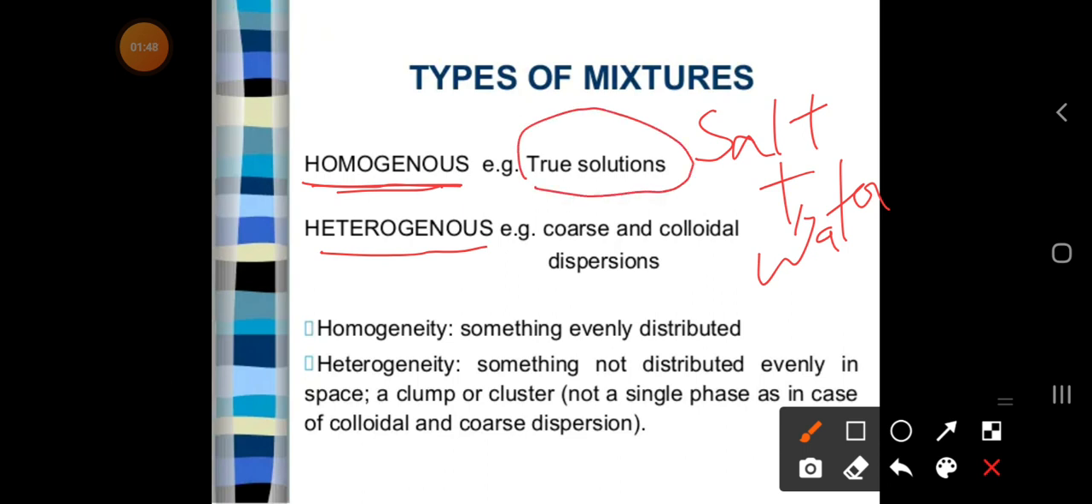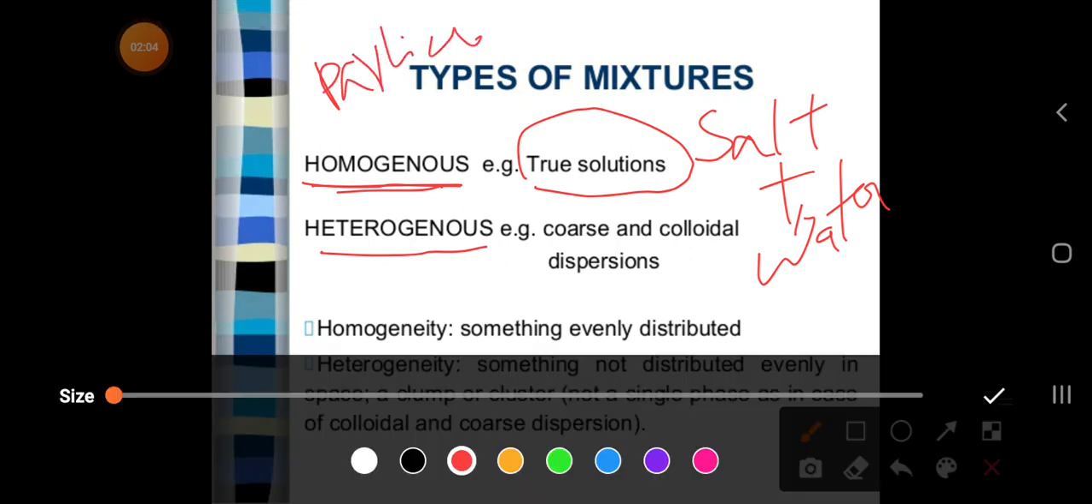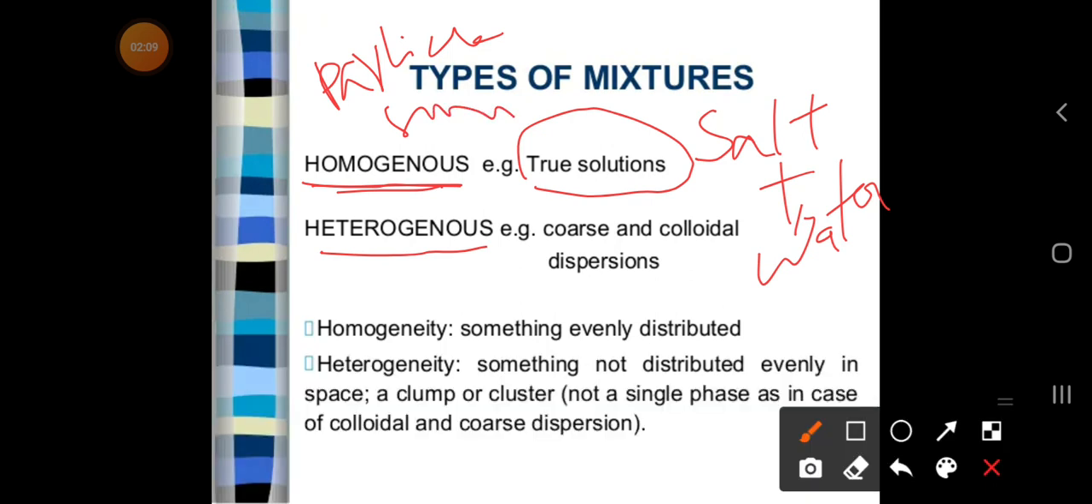For that only we are taking true solutions. True solutions are nothing but the clear dissolving, the clear solution that we get. The particle size of a true solution is very small. So this is nothing but a homogeneous mixture.